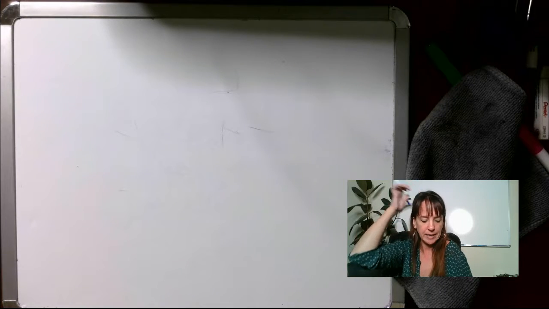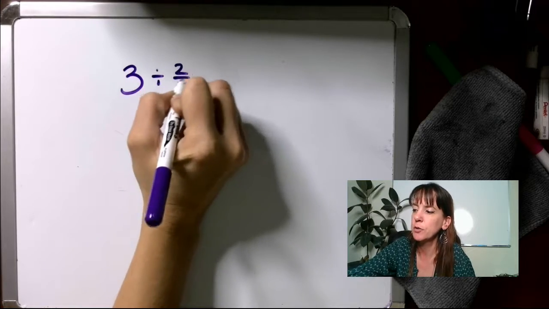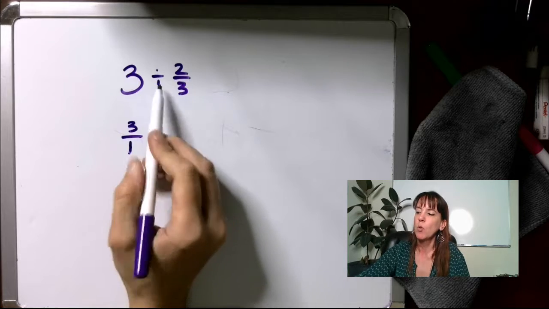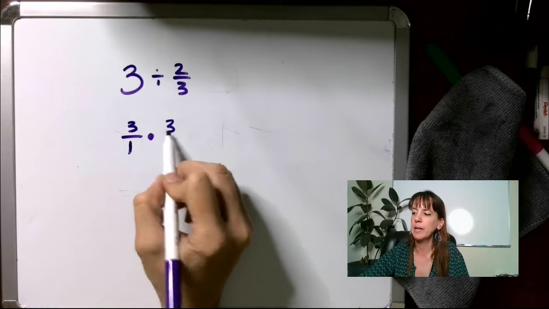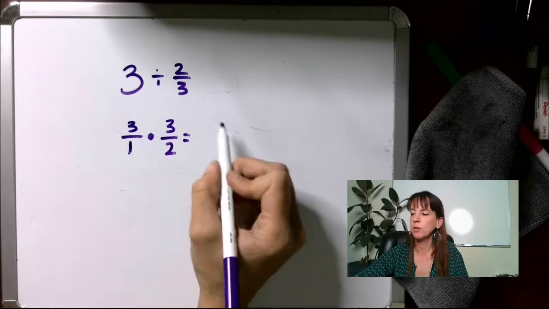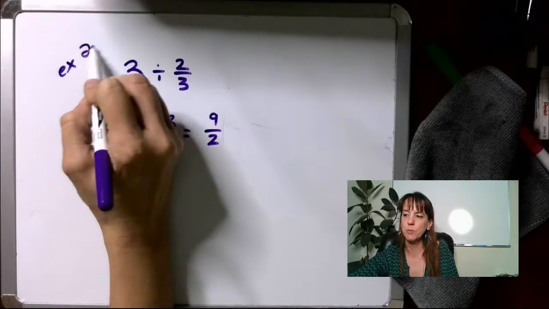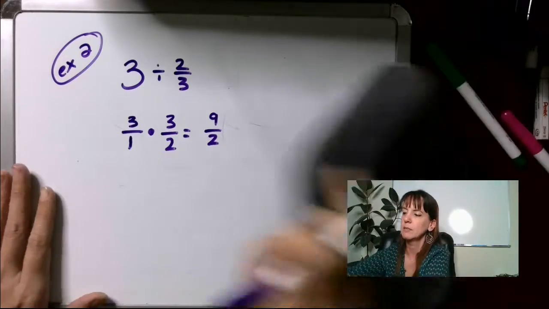How many 2/3 are there in 3? We take 3 and we divide it by 2/3. Again, we want to turn this guy into a fraction, so we're going to do 3 over 1. We're going to multiply instead of divide by the reciprocal, which means flip that around. When we do that, we multiply straight across the top, straight across the bottom, we get 9/2. That was example number 2. Make sure you're writing these down.